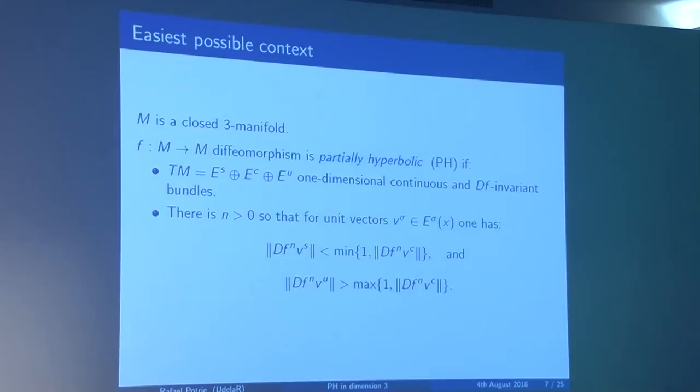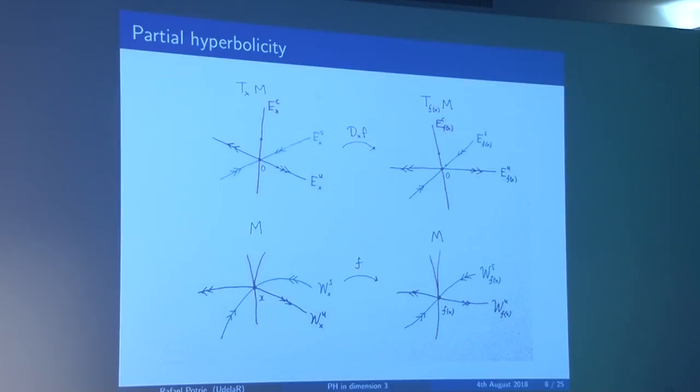So let me show you a figure or a drawing of what this means. You have this splitting at each point in the tangent space, which is invariant by the derivative. Vectors here are getting contracted, vectors here are getting expanded, and vectors here are intermediate.